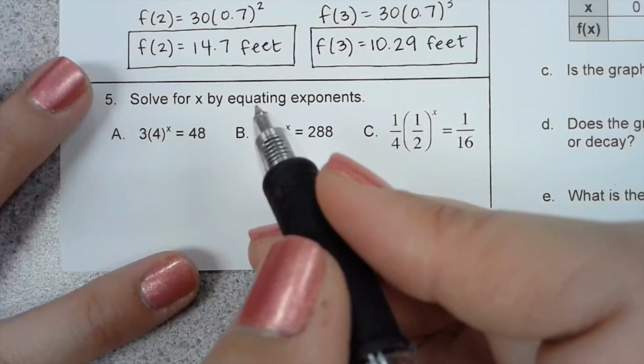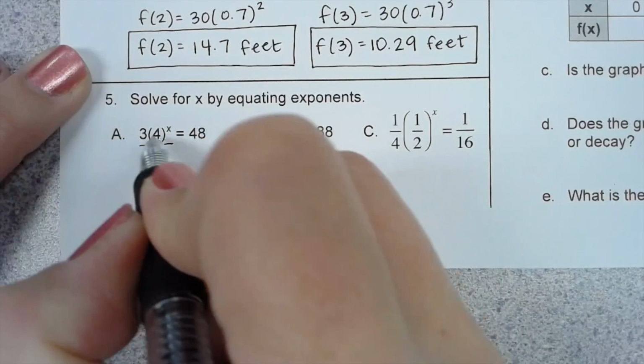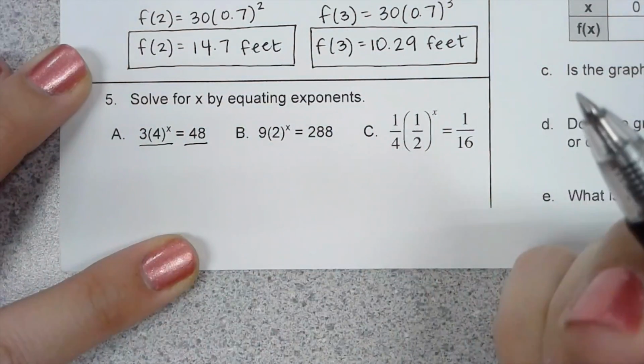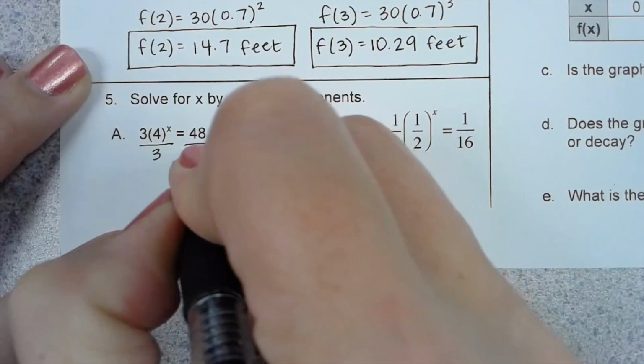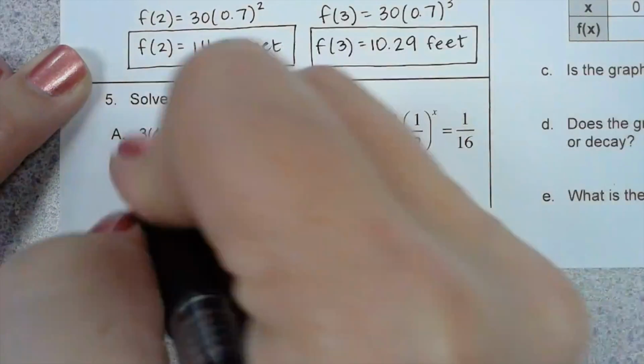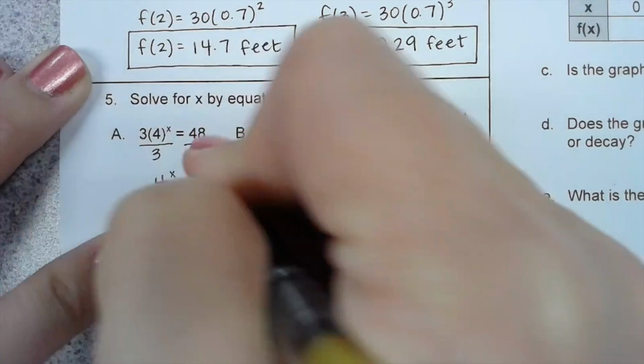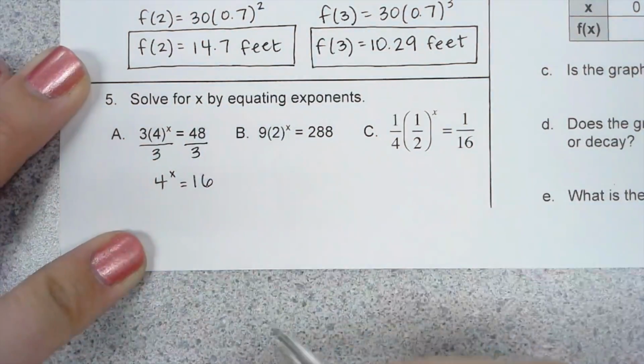So to make my life easier on these problems, I'm going to start by dividing by the number that's out front, and that'll help make my numbers be a little bit smaller. So on this one, I'll divide both sides by 3, and so that's going to give me 4 to the x is equal to 16.